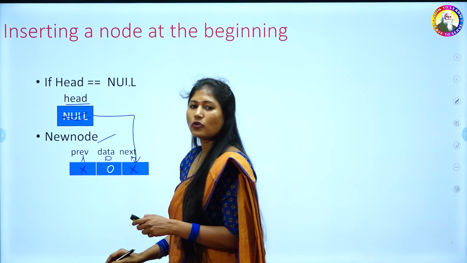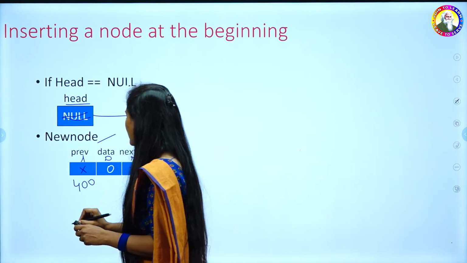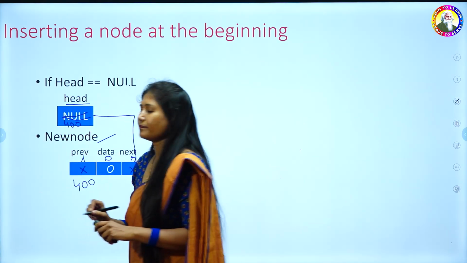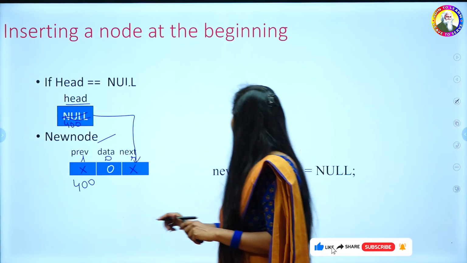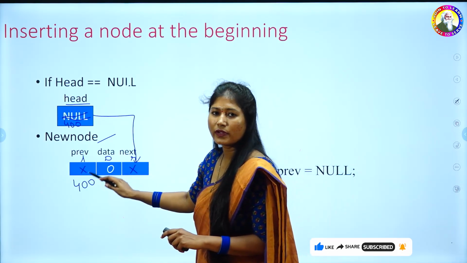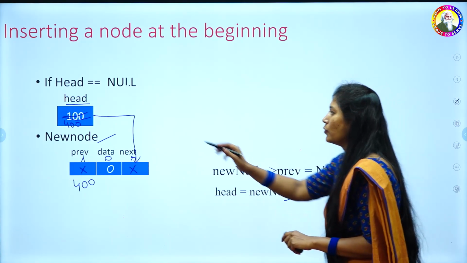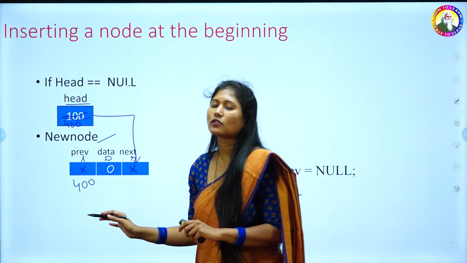Whatever address you want to allocate. For example, if the memory address allocated for this node is 400, the head value is changed to 400. New node previous equal to null. Why? Because this is the first node, so we mark it as null. After that, head equal to new node. The head should point to the first element. This is the first case, and it is closed.